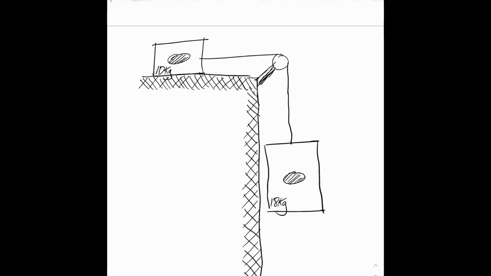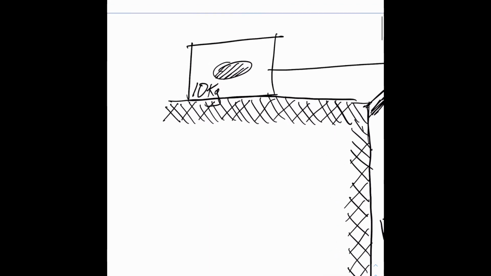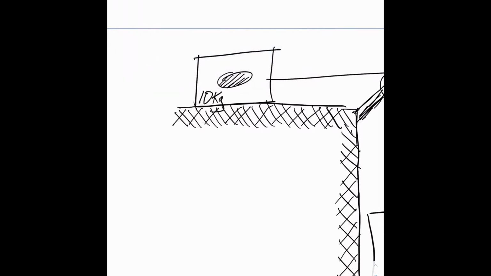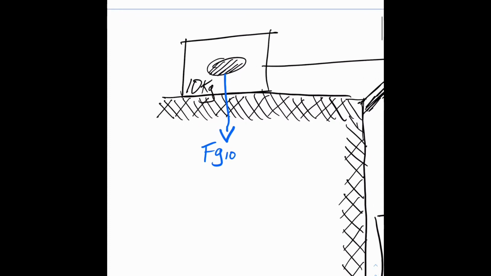Okay. Now, on this 10 kilogram block, we want to do a free body diagram. Let's go ahead and draw those forces. Obviously, a force of gravity. I'm going to call it FG10 just because I have two blocks and I don't want to confuse the force gravities for each one. There's going to be a normal force that's going to be opposing this. I'll call that just Fn.